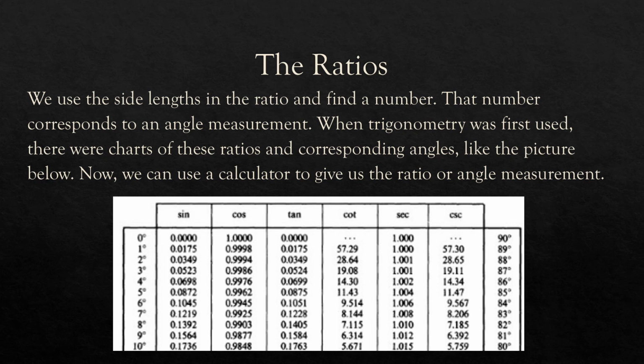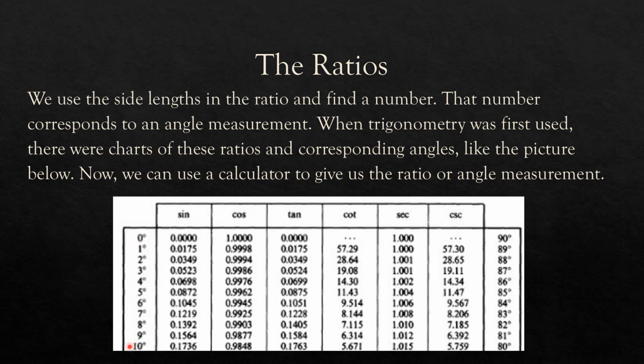When trigonometry was first used, there were charts of these ratios and corresponding angles, like the picture below. Now we often just use a calculator to give us the ratio or the angle measurement, depending on what we're looking for. So if you put the opposite over the hypotenuse and you find that that fraction corresponded to the decimal 0.1045, you would come down and look. Sine was opposite over hypotenuse. Your fraction turned out to be 0.1045. That means that your angle would be 6 degrees.